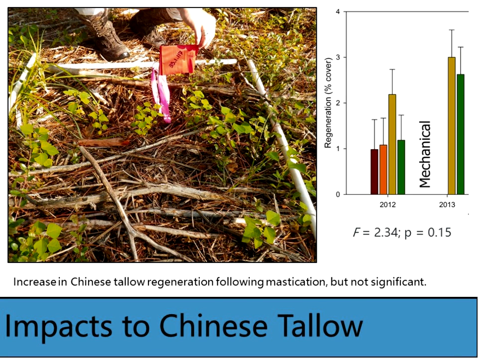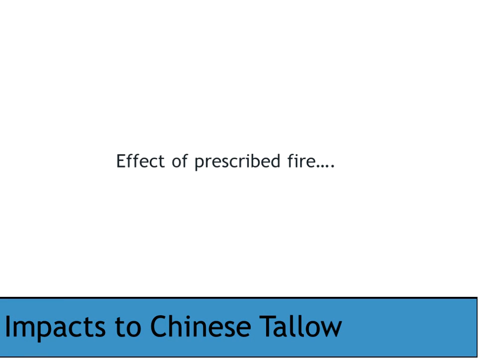And so we also looked at the effect of mastication on our regeneration, and we actually did have a positive increase. So you can see from this picture here that those are all seeds and also sprouts from Chinese tallow, root sprouts from Chinese tallow. We did have an increase, but it was non-significant from our 2012 baseline data.